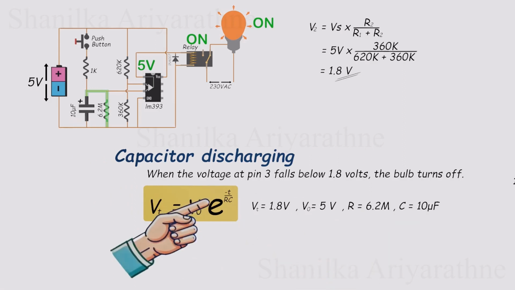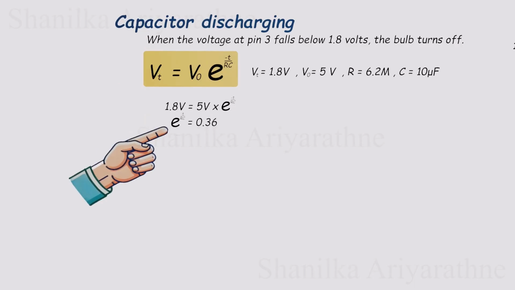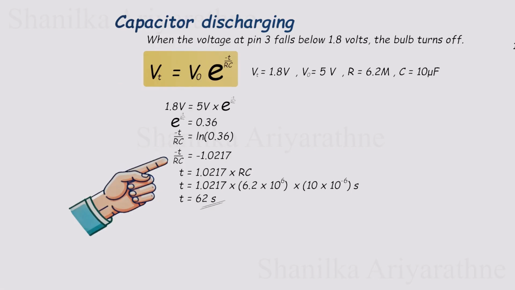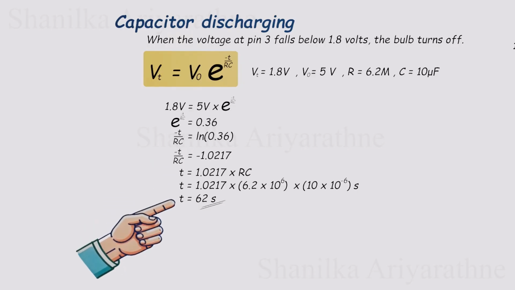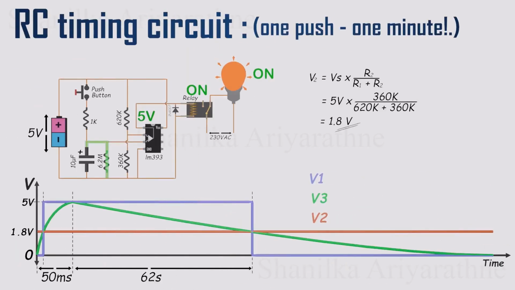All right, let's do the math. First, substitute all the known values into the capacitor discharge equation. Now, to solve for time t, we rearrange the equation and take the natural logarithm of both sides. After calculating, we find that T over RC is about 1.0217. Multiplying through by RC, we get T is about 62 seconds. So, it will take approximately 62 seconds for the capacitor to discharge from 5 volts down to 1.8 volts through the 6.2 megohm resistor. We can show the voltages V1, V2, and V3 on a graph like this.